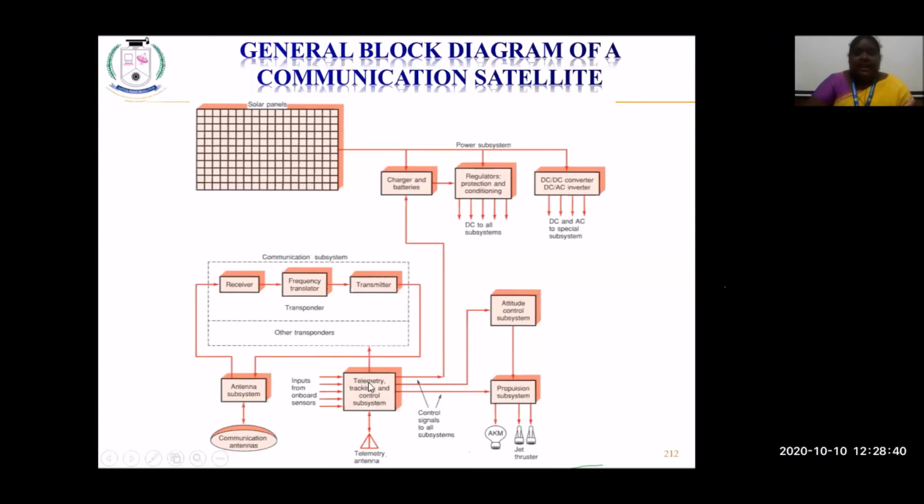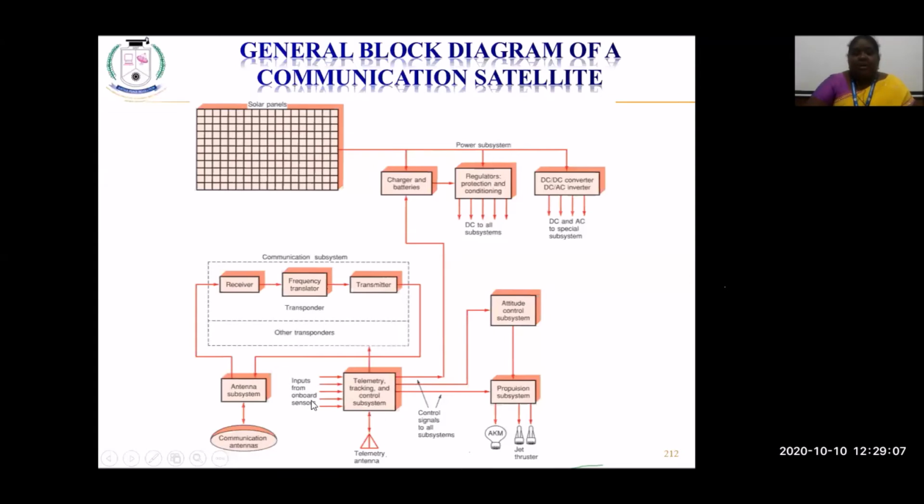This telemetry tracking and control subsystem will keep on sending signals to the earth station, indicating that the satellite is alive, it is working, and all the systems are functioning in good condition. It keeps on sending signals. And also, if any failure has occurred, from the earth station we can control the other subsystems by sending control signals.